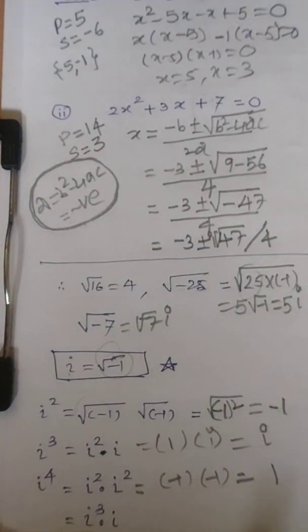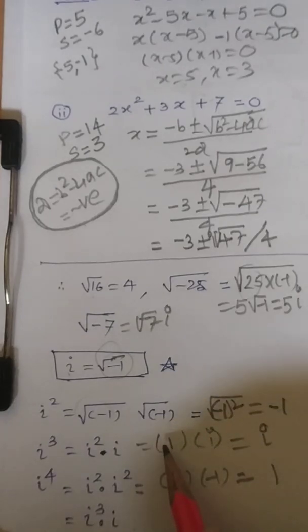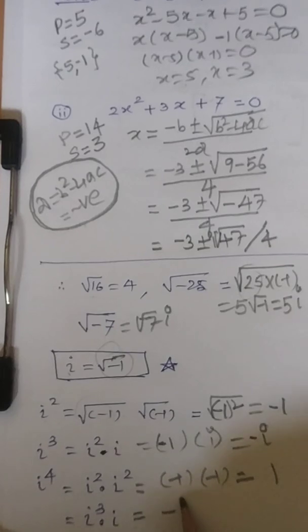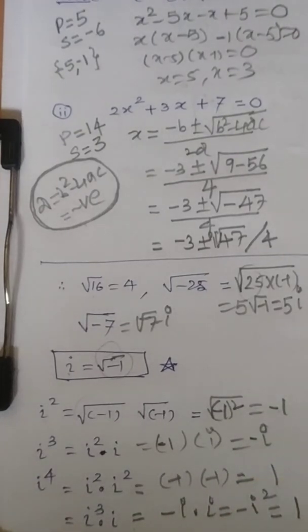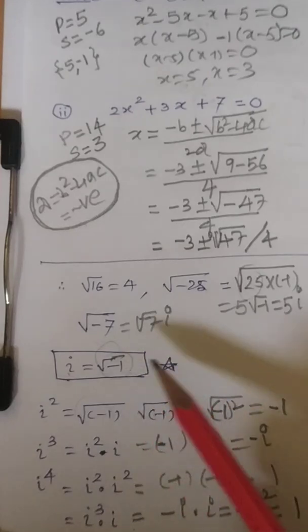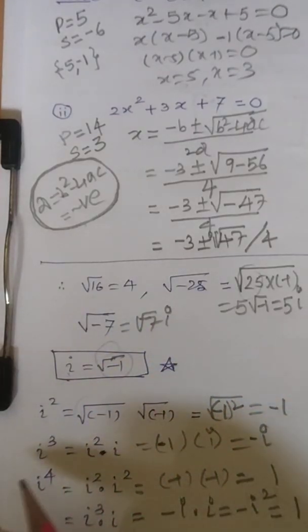But is it possible to find i raised to power 4 in a different way? Yes. i cube into i. But what is the value of i cube? i cube is nothing but minus i. So it will be minus of i, and over here it is also i, so it will be minus i square. Minus i square is minus of minus 1, and you will get 1 as the answer.